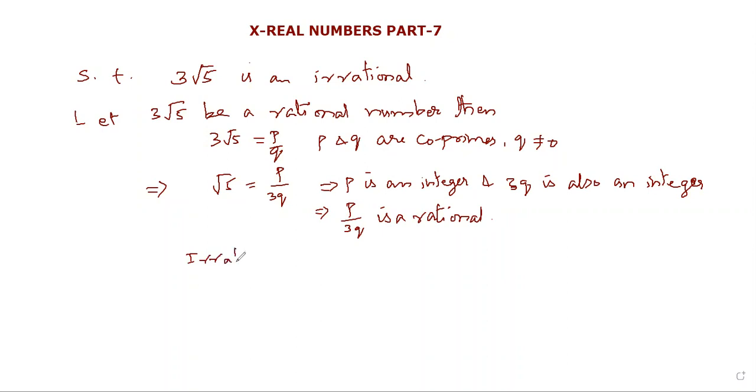So the left hand side is an irrational number, root 5 is an irrational number, and on the right hand side we are getting a rational number, which is impossible.